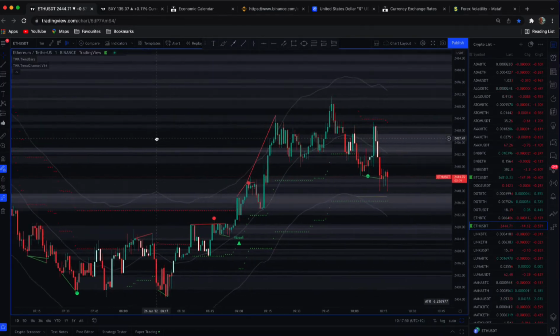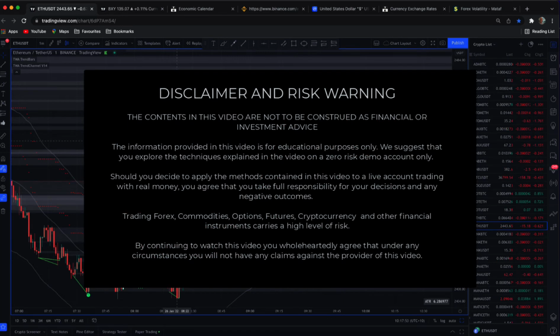In this video I'm going to show you what these lighter colored shaded areas are on the chart and how to enable this. These are our accumulation and distribution zones.